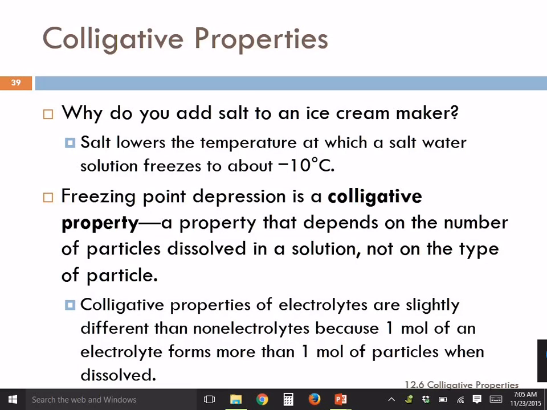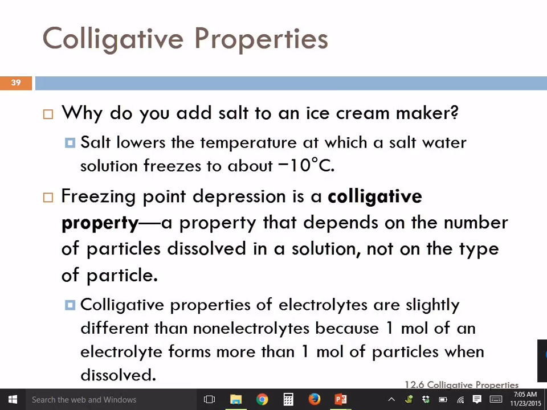Colligative properties. Have you ever made ice cream at home? You have to put salt on the ice, or it just doesn't work. Do you know why you add salt? It makes the temperature of the ice colder. It seems kind of weird, doesn't it? Isn't the ice cold? Well, ice is cold, but when you put salt on it, it gets colder.